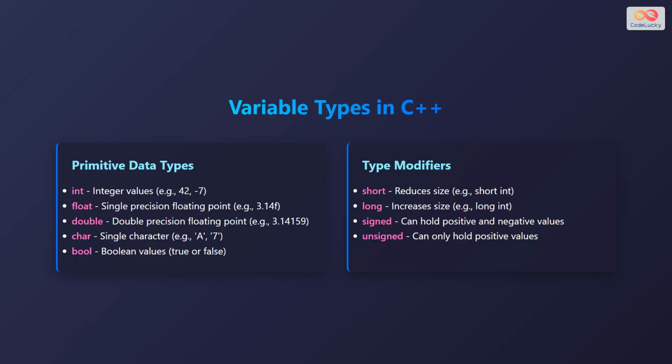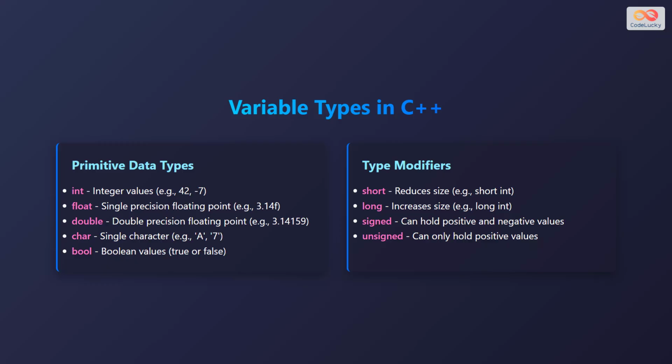First is int, which is used to store integer values, such as 42 or -7. Next is float, a single precision floating point, for numbers like 3.14f. The double data type is used for double precision floating point numbers, for example, 3.14159. A char is used to store a single character, such as 'a' or '7'. And finally, bool, which is used to store Boolean values, which can be either true or false.